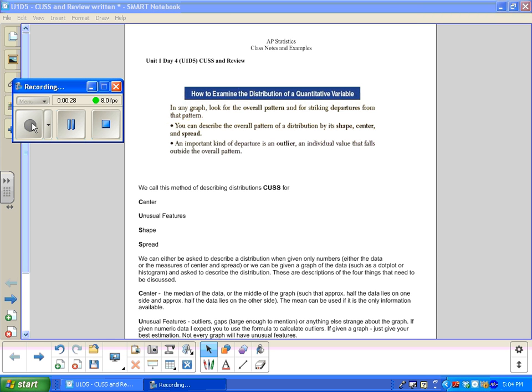Question number one on the test generally is things coming from the unit that we're in right now. And I would say about 50% of the time you'll see a question number one in the free response of the AP test as a describe the distribution problem. So we're going to do two things. We're going to describe a distribution and we're going to compare two distributions.